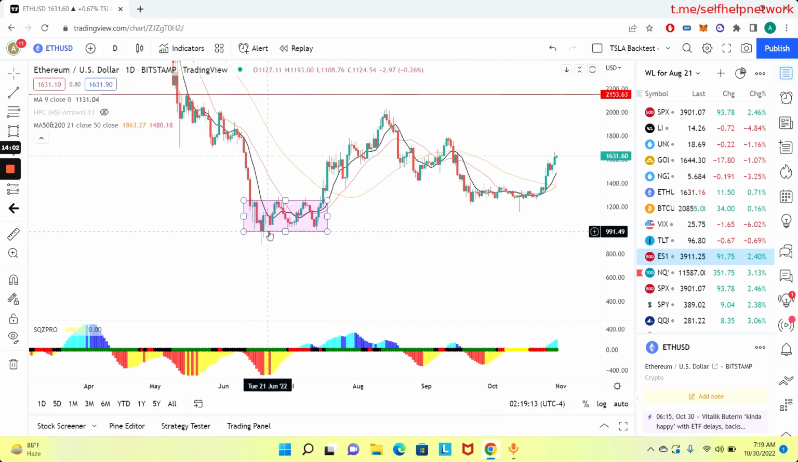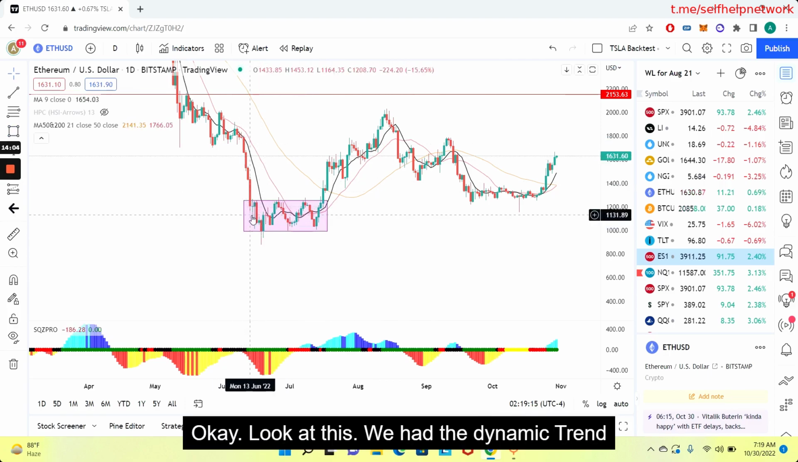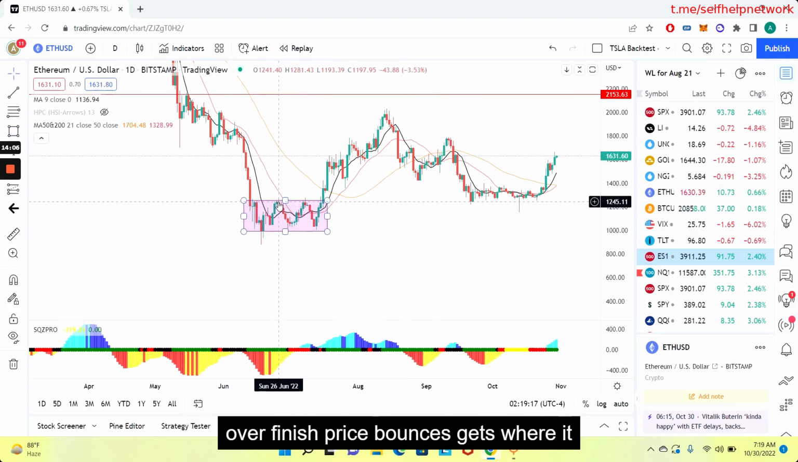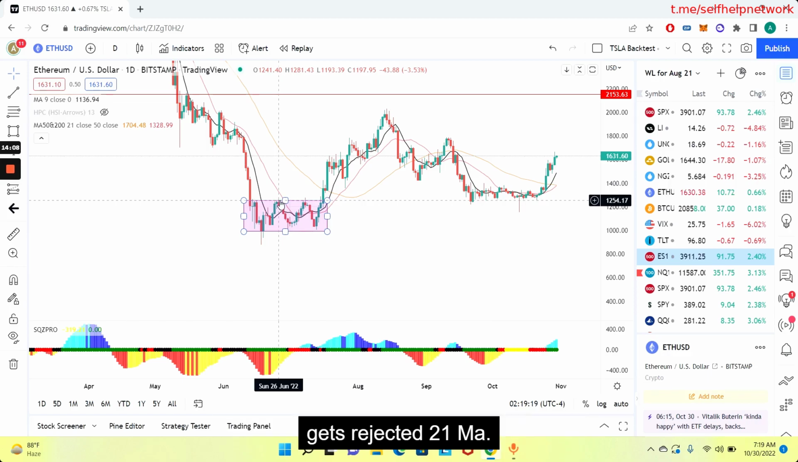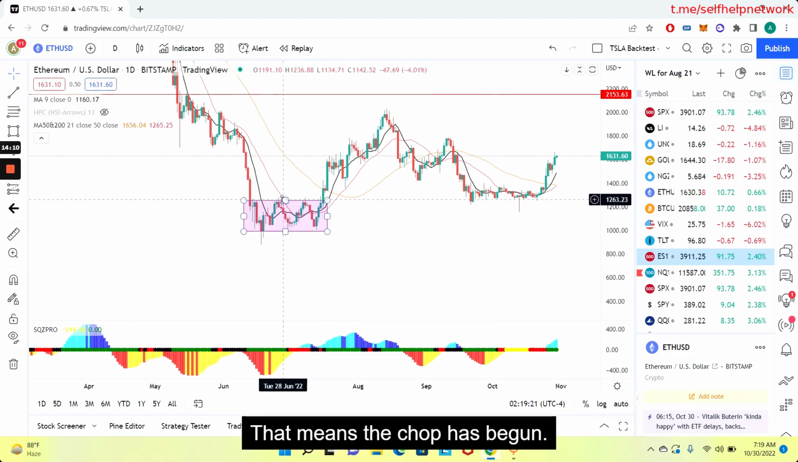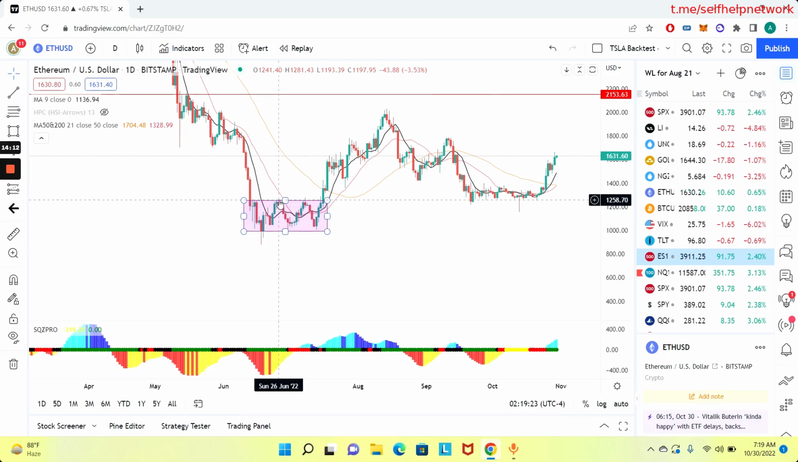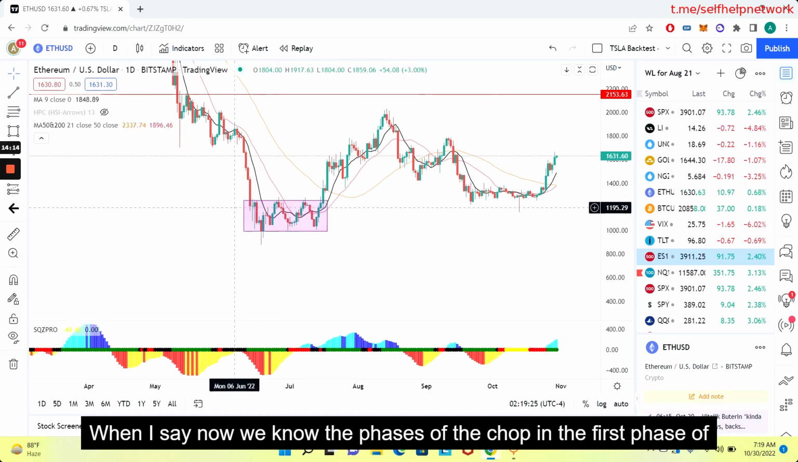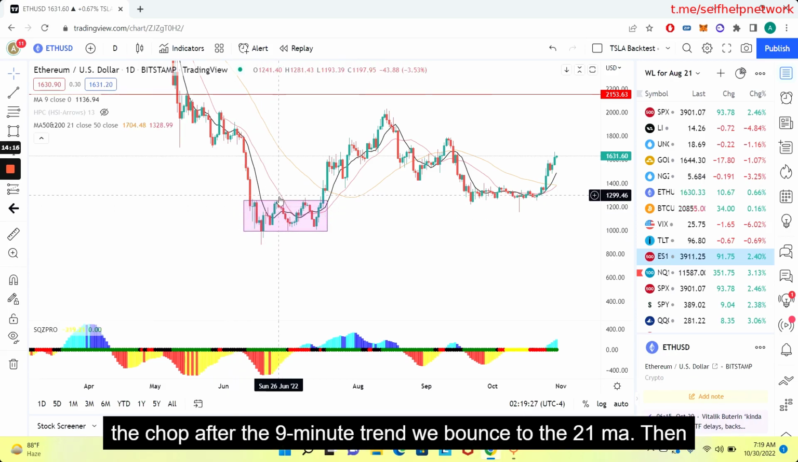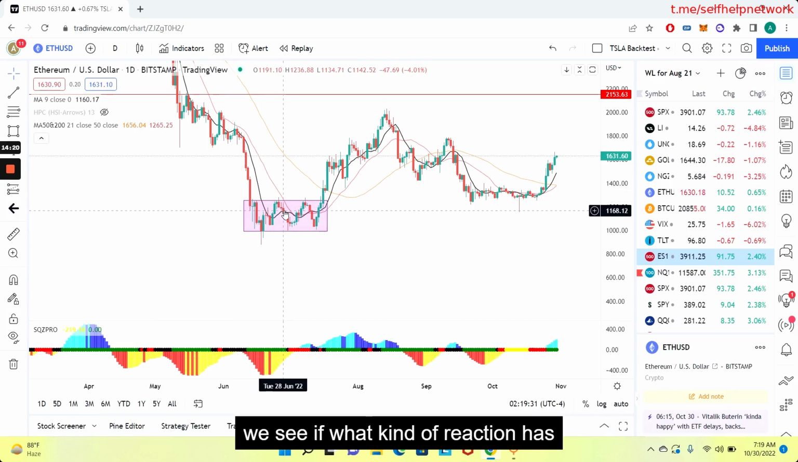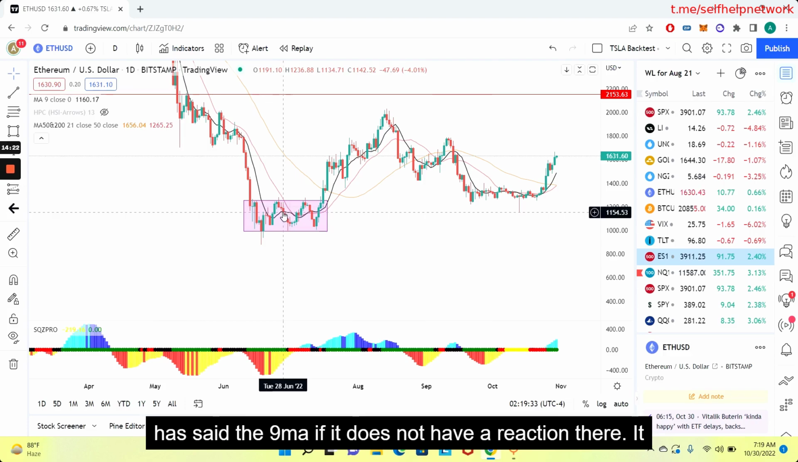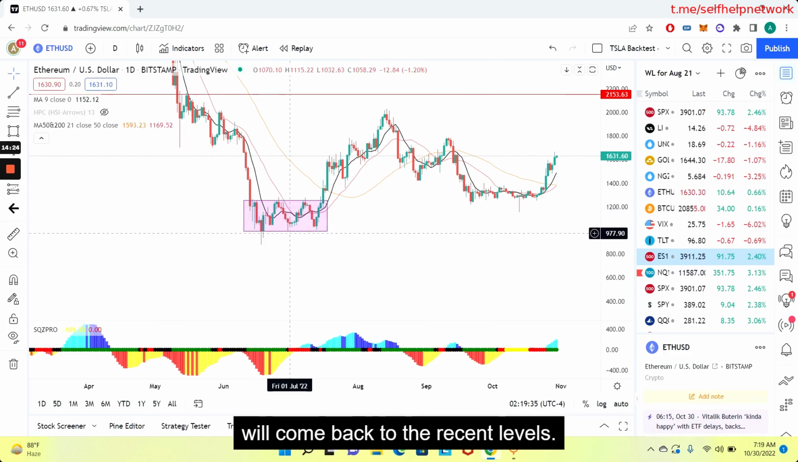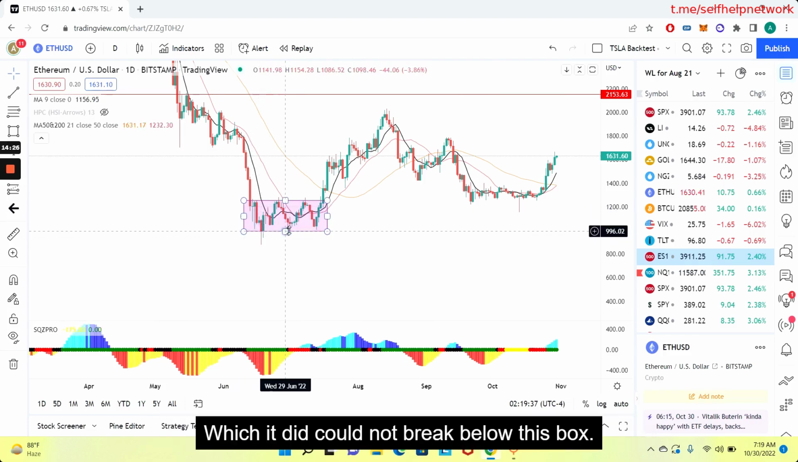Oh, the funny thing is, look at this. We had the 9 MA trend finish. Price bounces, gets rejected at the 21 MA. That means the chop has begun. When I say now we know the phases of the chop, in the first phase of the chop, after the 9 MA trend, we bounce to the 21 MA. Then we see what kind of reaction it has at the 9 MA. If it does not have a reaction there, it will come back to the recent lows, which it did.